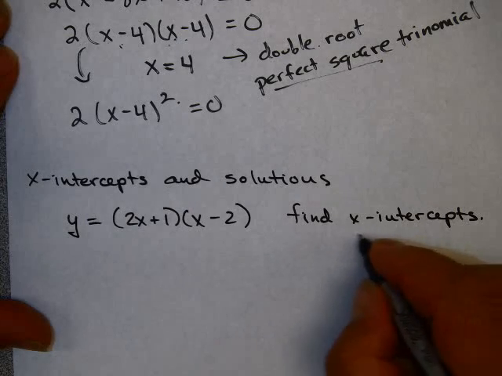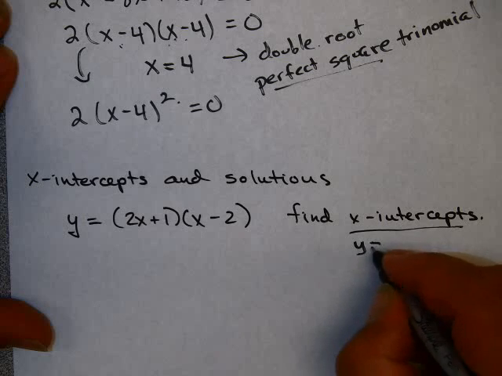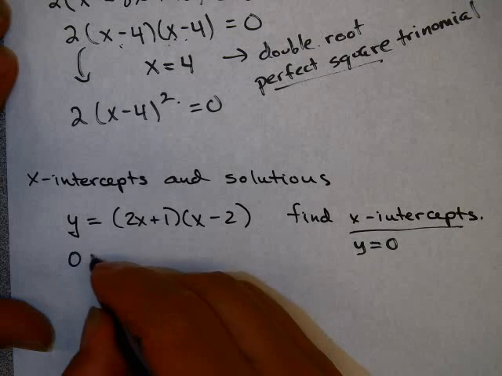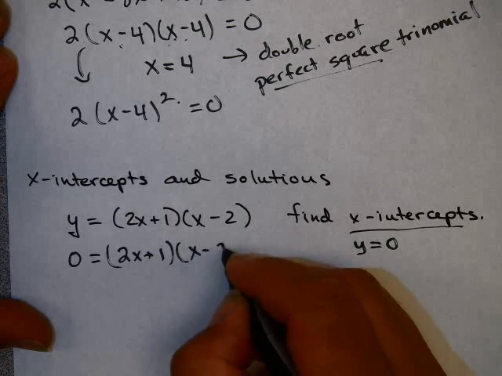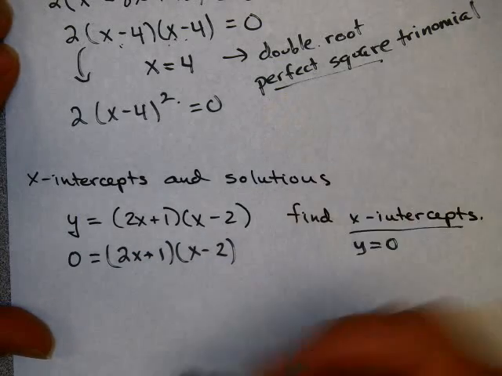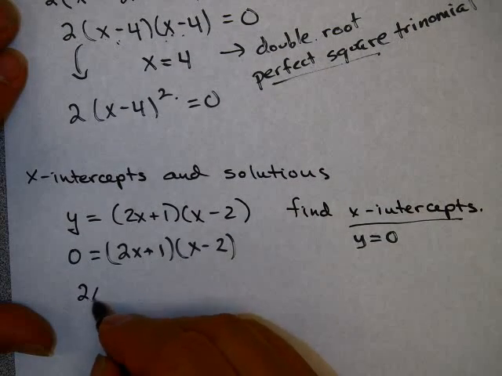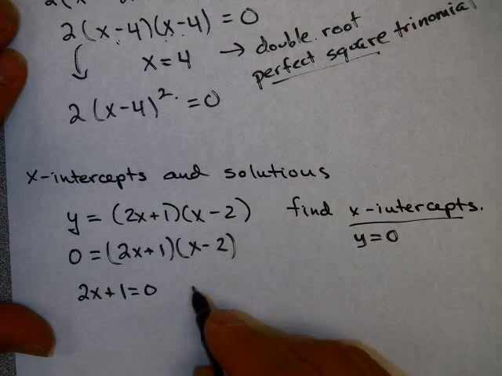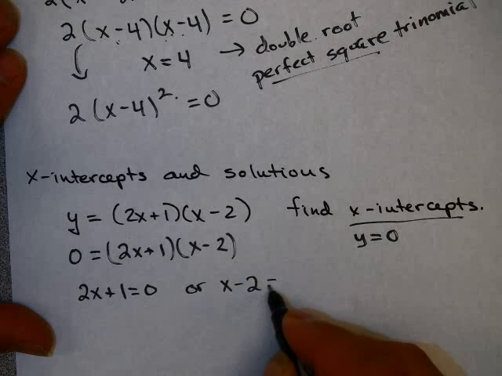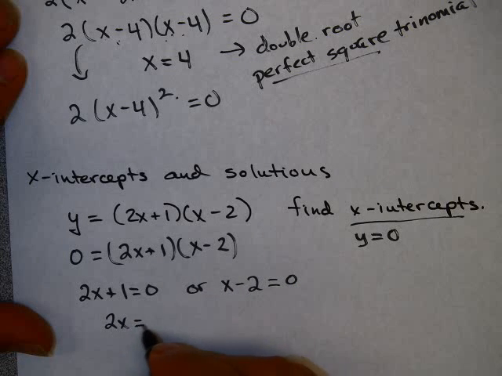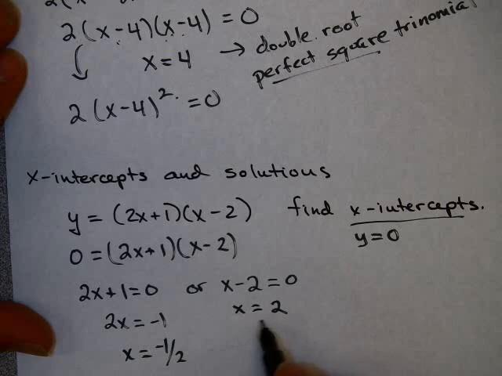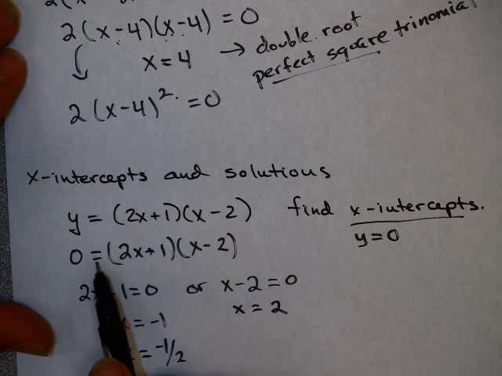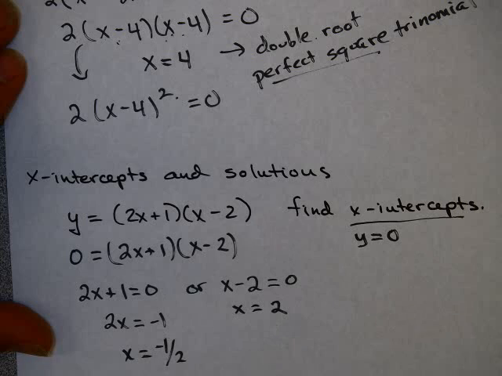To find the x-intercepts, you might remember that x-intercepts occur when y equals 0. So solving this is just setting y equal to 0. Well, if you look at this problem, you say, hey, wait a minute, that's just what I did up here. That tells you 2x plus 1 equals 0, or x minus 2 equals 0. So 2x equals negative 1, x equals negative 1/2, or x equals 2. So my two solutions to this quadratic equation are negative 1/2 and 2.